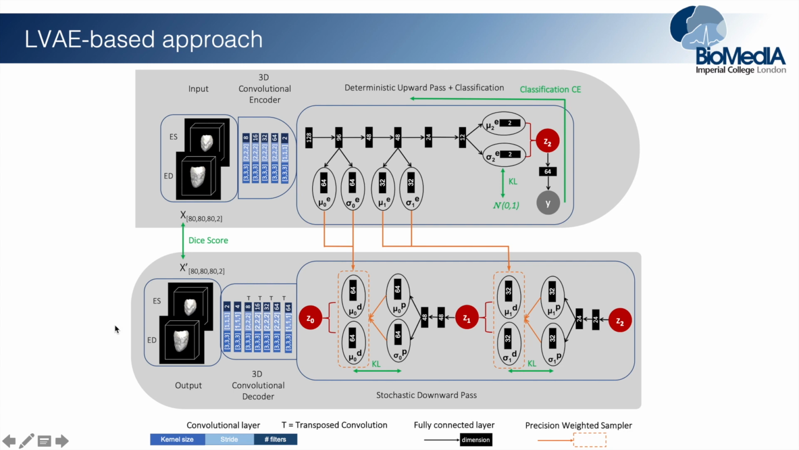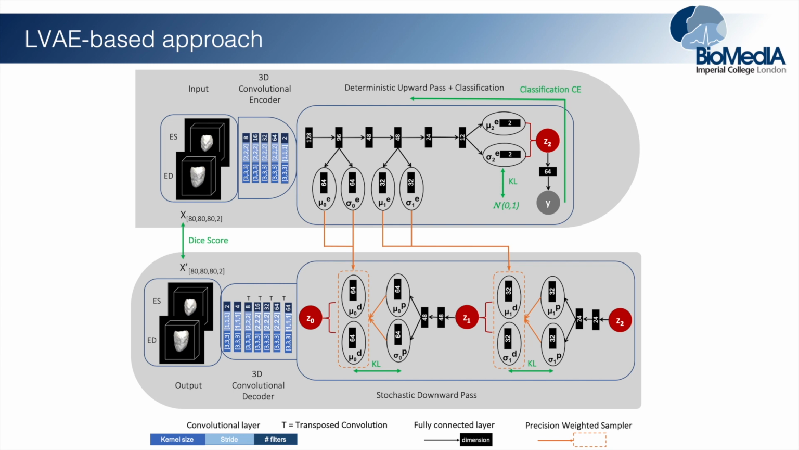So in the end, in terms of loss functions, we still have the Dice score for the reconstruction of the input shapes. We still have the binary cross-entropy term to actually train the classifier. And then now we have 3 KL divergence terms because we want to match now 3 latent space distributions.